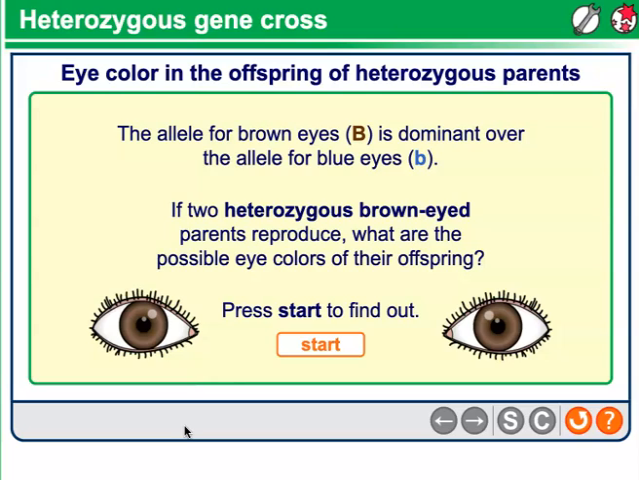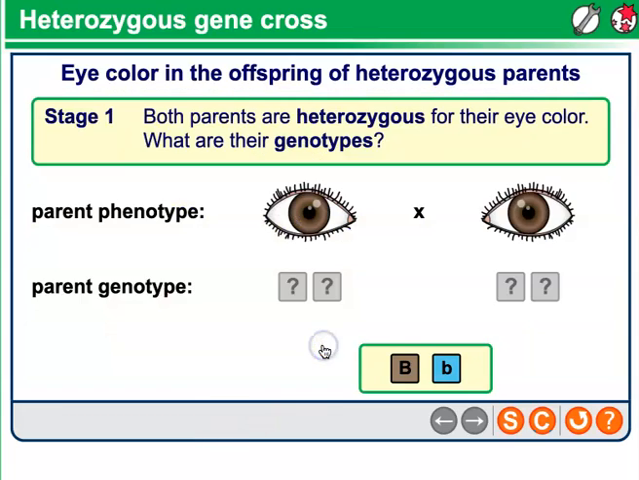All right, let's look at the next cross. The allele for brown eyes is dominant over the allele for blue eyes. If two heterozygous brown-eyed parents reproduce, what are the possible eye colors of the offspring? Both parents are heterozygous for their eye color. So what are their genotypes? We know they have brown eyes, but they're heterozygous, so they must be carriers of the blue-eye gene.